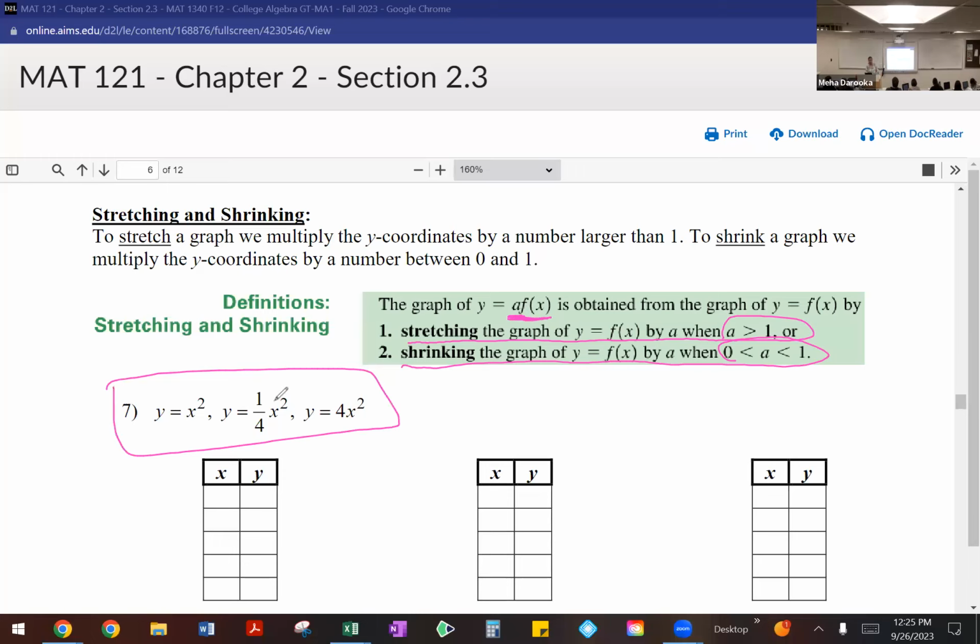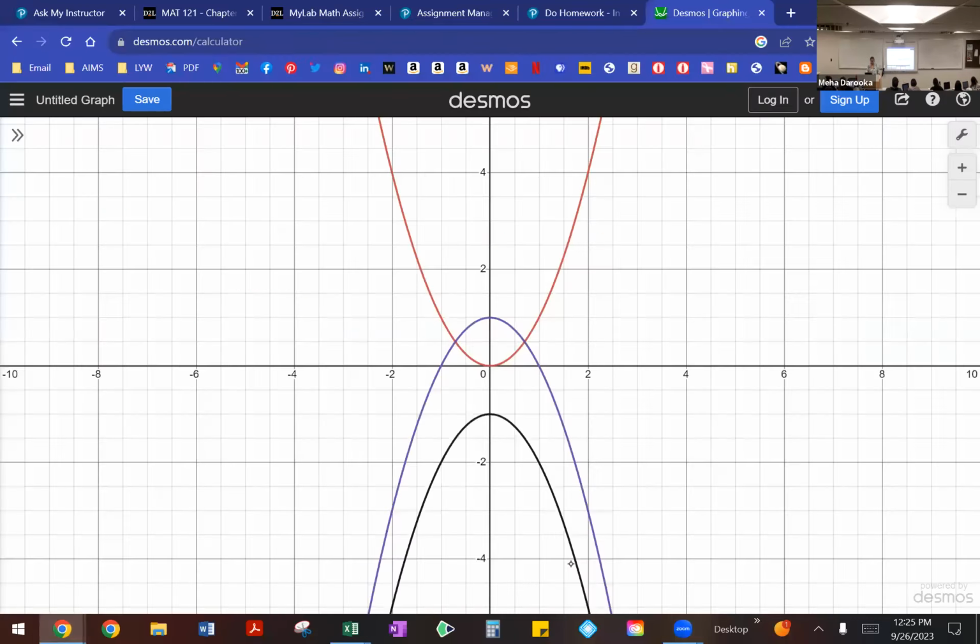So you can see this guy is a number between 0 and 1. So that means this one should be shrinking. This is a number greater than 1. So that should stretch our graph. So let's take a look at how those transformations will look like. So we're just using the x squared function here again.